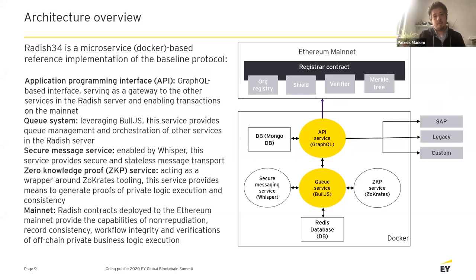But to start off, at the very top of our little chart here on the right-hand side, we have all of those contracts that have been deployed that Karthik was mentioning earlier. And in the lower box is what Radish34 is at its very core. At the top of this little diagram here is the API, which is the gateway or the entry point for any of the legacy systems that you might have, any ERP system, SAP, anything, will be able to interface directly with the Radish34 API through GraphQL, just any mutation. It doesn't have to be GraphQL. I think there are other options of webhooks or any RESTful API calls that can do it.